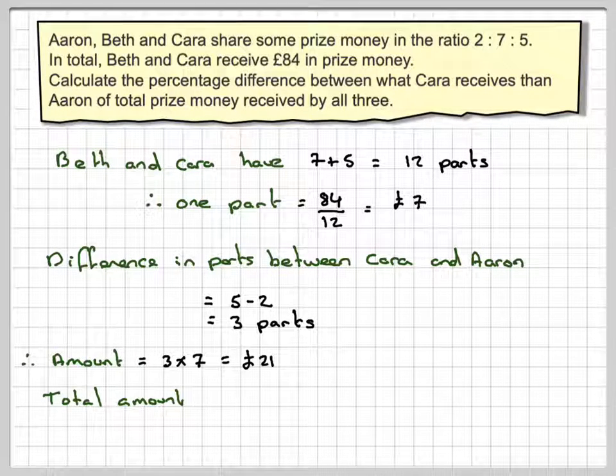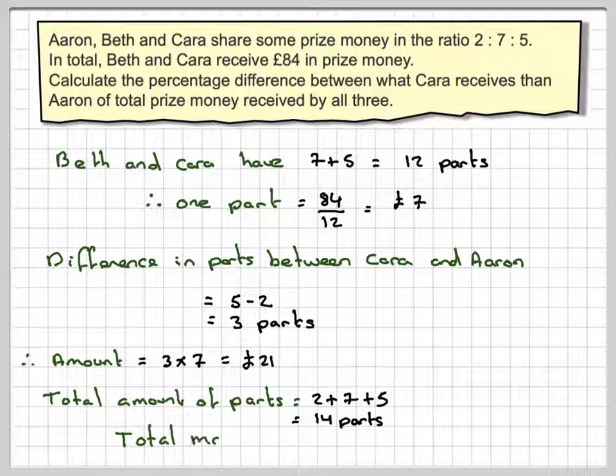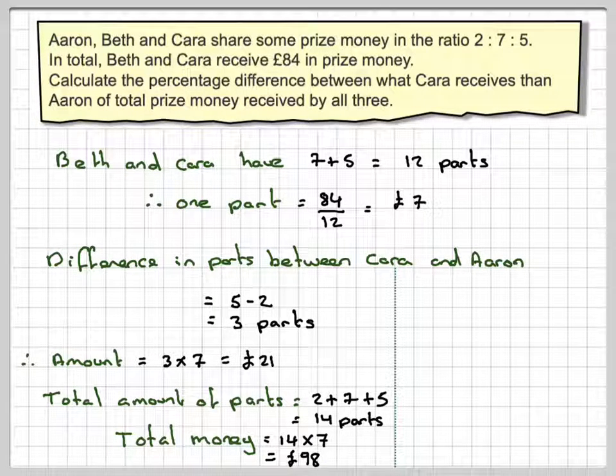Now, the total amount of parts is 2 plus 7 plus 5, which is 14 parts. And that 14 parts will be 14 times 7, which is £98.